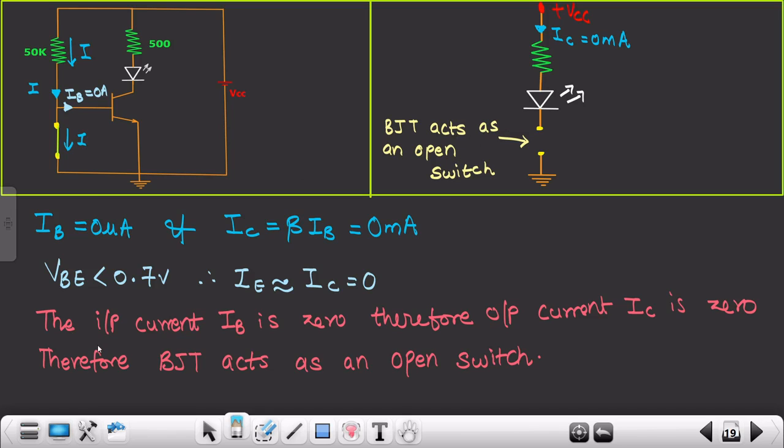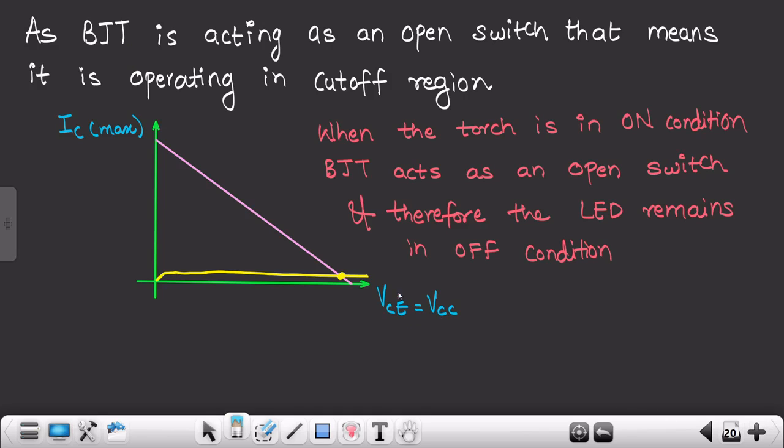So this is what we should remember, this is what we should conclude in this particular case: as BJT is acting as an open switch, it is operating in the cutoff region. So as you can see, this is the cutoff region. When the torch is in the on condition, BJT acts as an open switch and therefore the LED remains off.